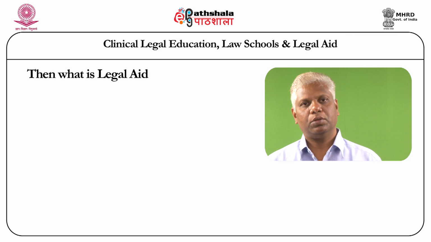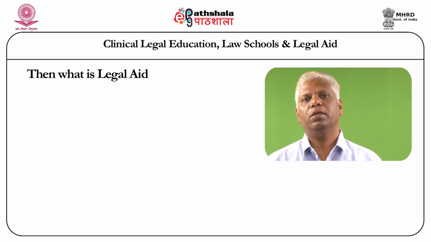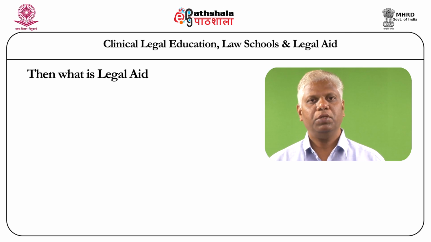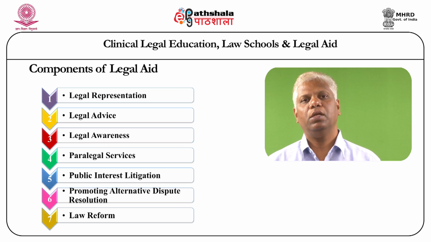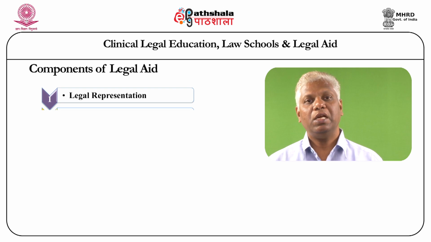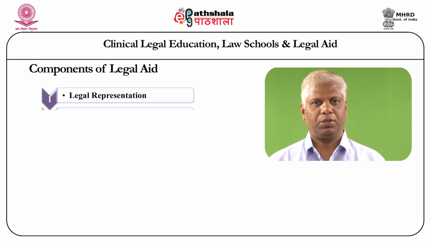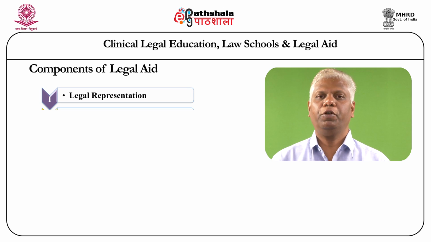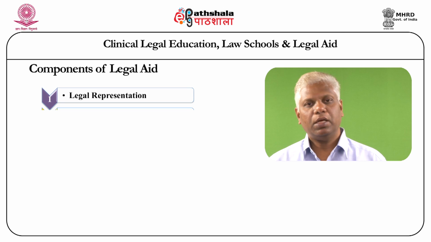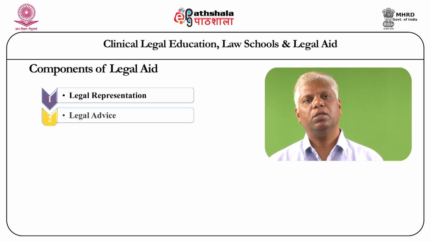There are three reports written by Justice Krishna Iyer and Justice P.N. Bhagwati, which listed 7 components of legal aid. The first component of legal aid is legal representation, which we talked about inside litigation. That means where a person who wanted to defend a case or who wanted to file a case to protect his right, he requires a legal representation. That is where you have to give a legal aid if the person is not able to afford a lawyer. The second component of legal aid is legal advice.